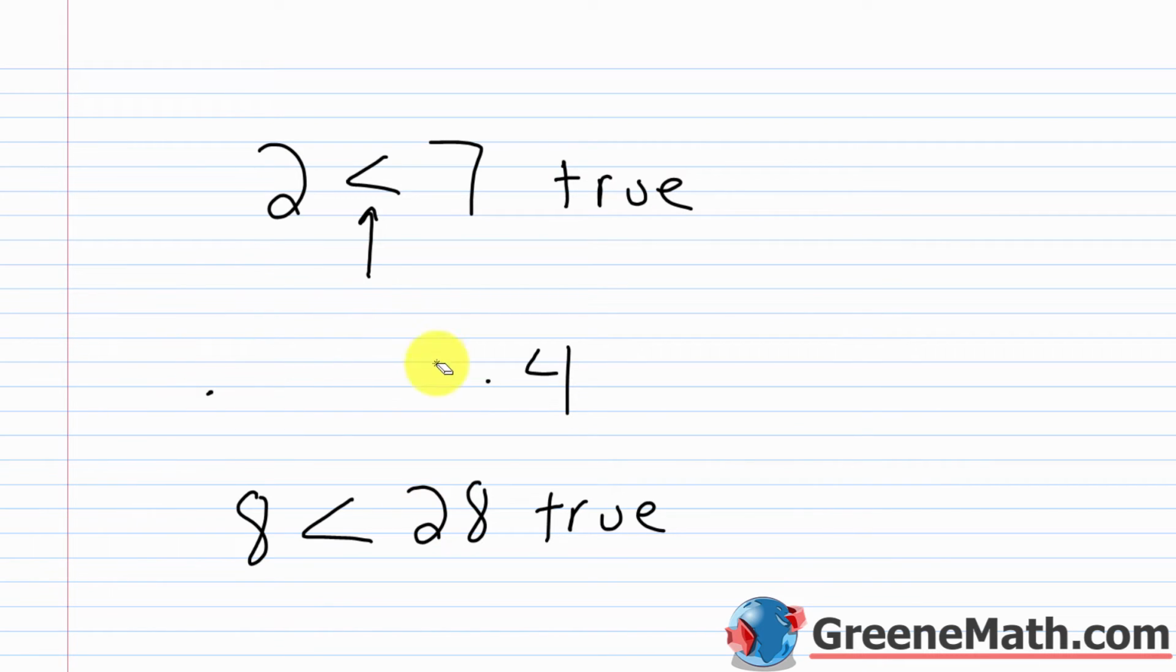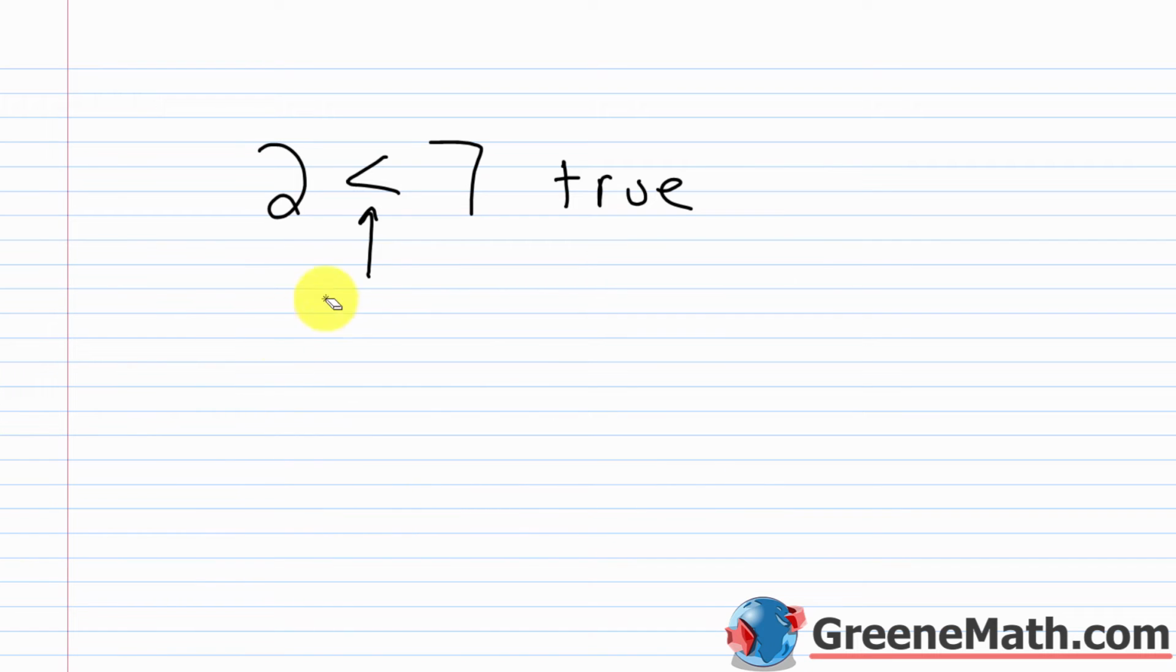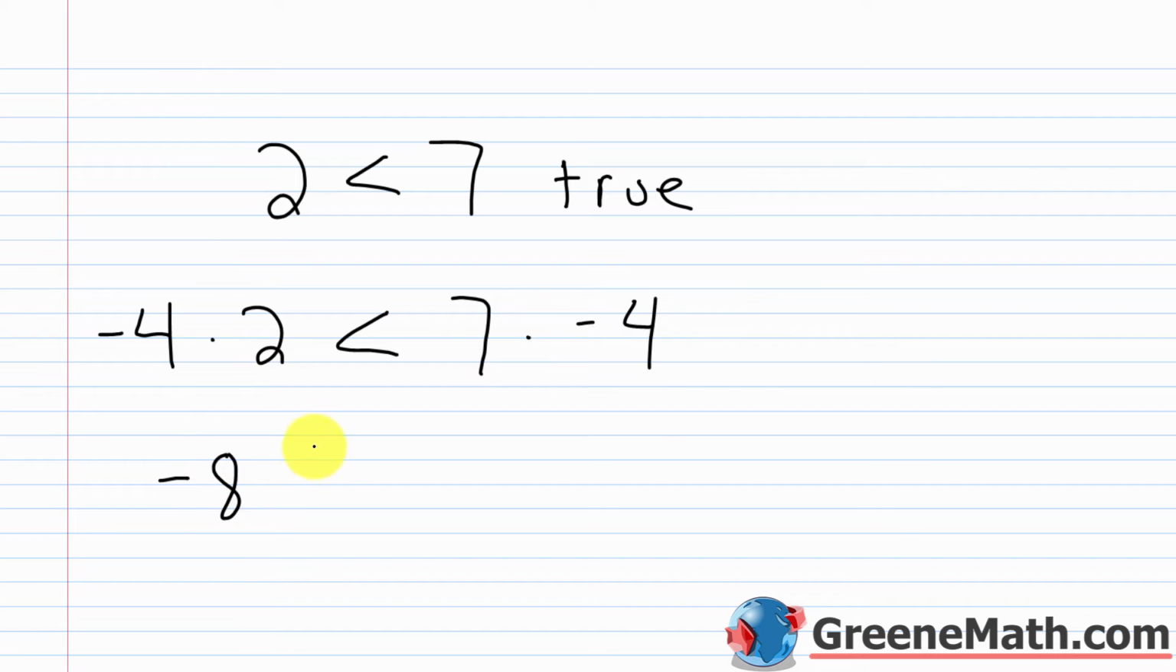Now let's think about something else. Again, starting with this same true statement, let's multiply both sides of the inequality by a negative now. So let's multiply both sides by negative 4. So times negative 4 over here and times negative 4 over here. Now negative 4 times 2 is now negative 8. And we're saying this is less than 7 times negative 4, which is negative 28. Now the statement is false.